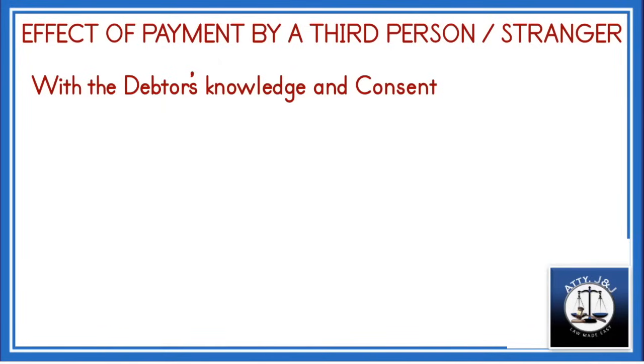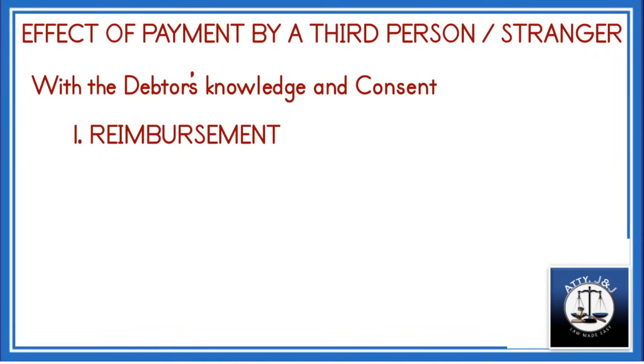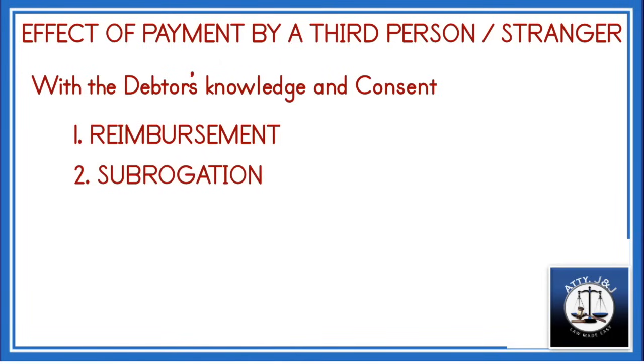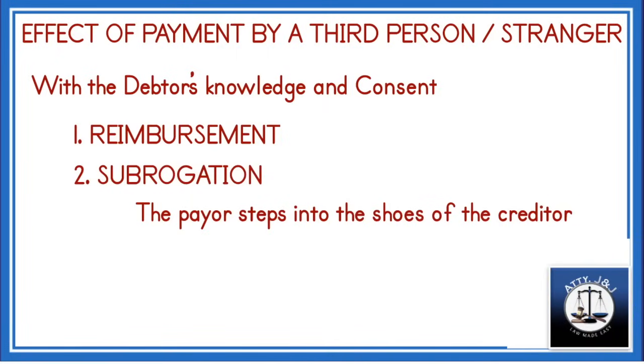Okay? So, pag yung payment ni third person o ni stranger was within debtor's knowledge and consent, si payor is entitled to demand from the debtor what he has paid. Either pwedeng reimbursement, pwede rin at eto ha, take note, ito yung pagkakaiba pag may consent or pag wala. Pag may consent, meron siyang right to subrogation. So ano ba tong subrogation? The payor steps into the shoes of the creditor, meaning he is now entitled to exercise all the rights and actions na pwede at available gawin ni creditor.